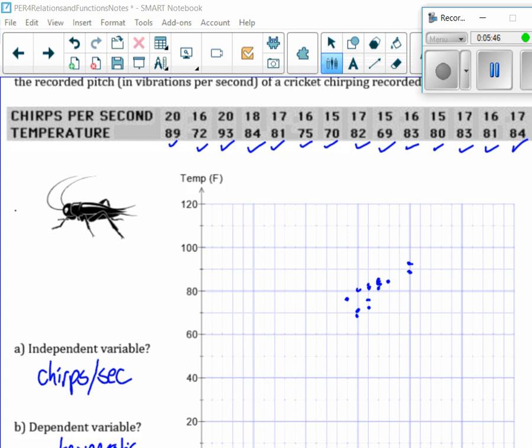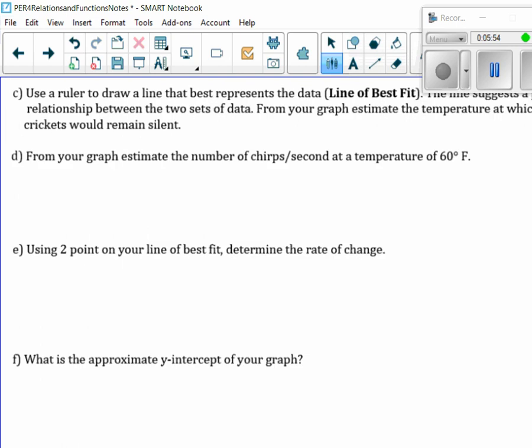Okay, I hope everybody has a ruler. Does everybody have a ruler? Okay, so it says here, use a ruler to draw a line that best represents the data. This is called the line of best fit. The line suggests a possible relationship between the two sets of data from your graph. Estimate the temperature at which the crickets would be silent.